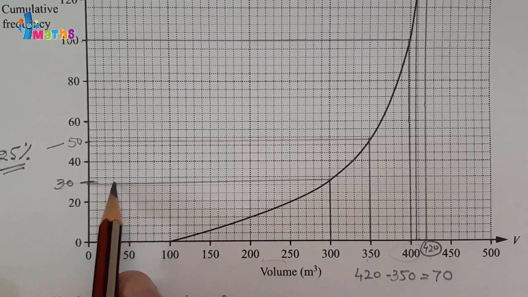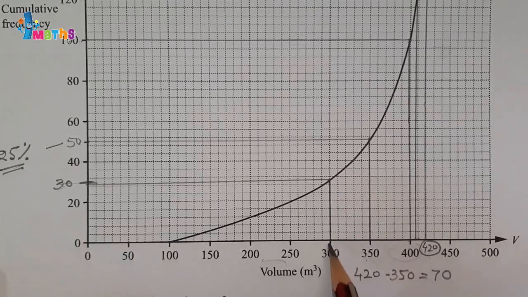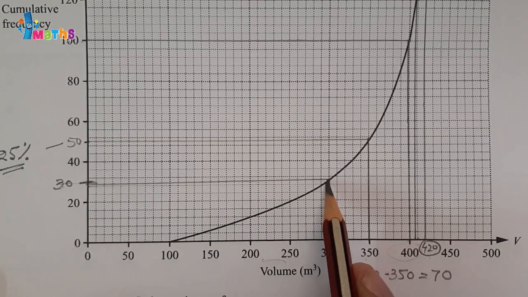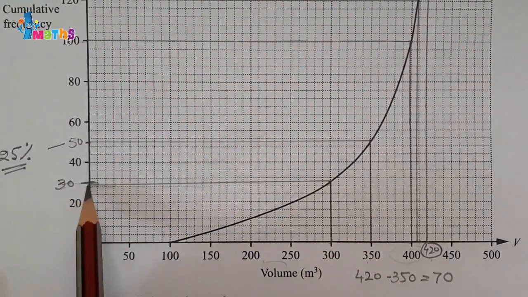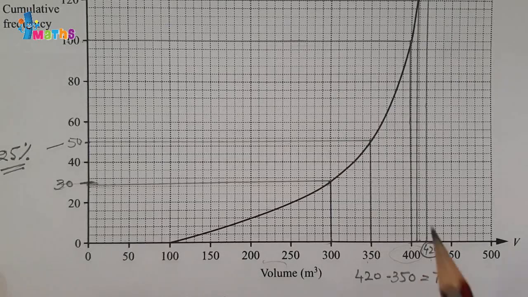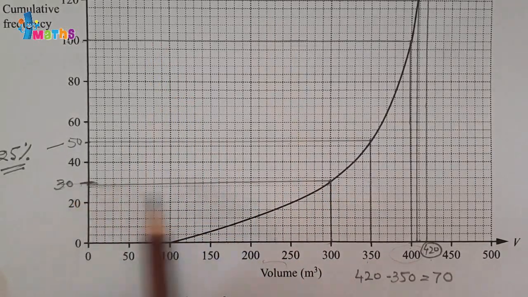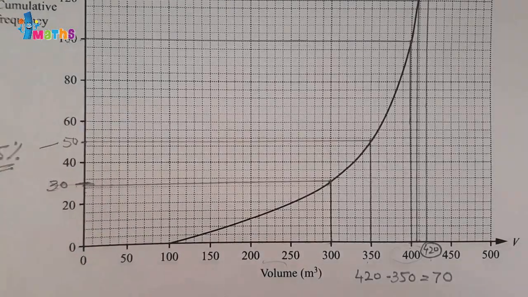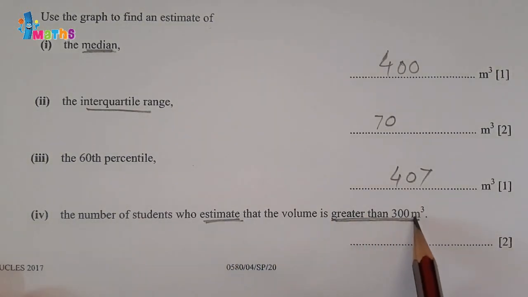So 30 number of students are estimating lower than 300. 30 students are estimating less than 300. Out of 200, 30 are estimating less than 300. So it means 170, which is 200 minus 30, are estimating more than 300. So our answer will be 170 students. The number of students who estimate that the volume is greater than 300 is 170 students.